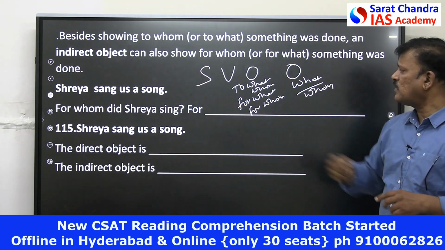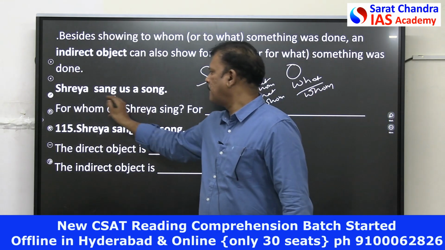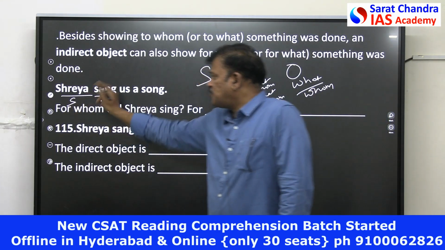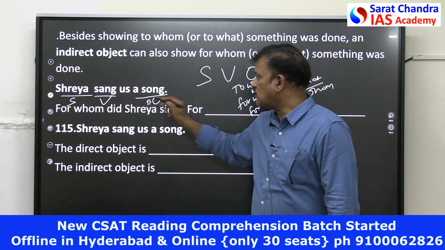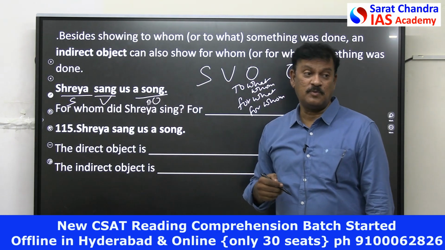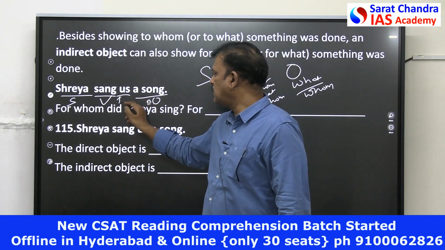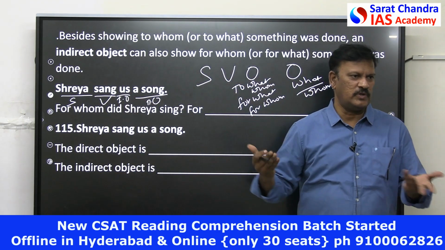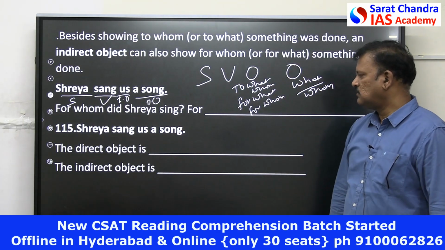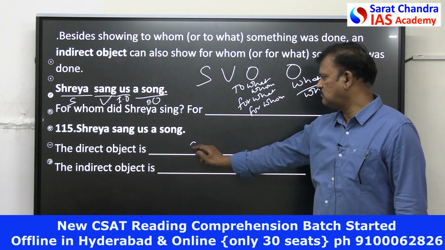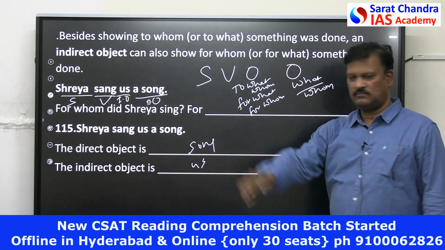Fine. Look at this: Shreya sang us a song. Where is the verb? Who? Shreya sang what? So, direct object. Now what is the question? I put for whom. For whom? So, indirect object. You got SVOO. Then Shreya sang us a song. The direct object is, and the indirect object is, right?